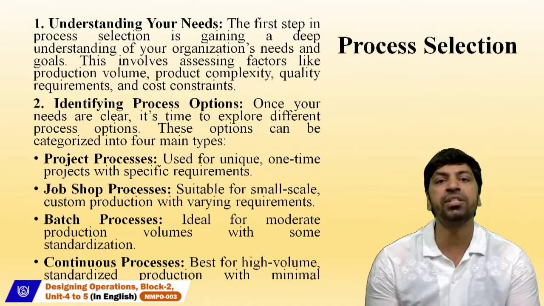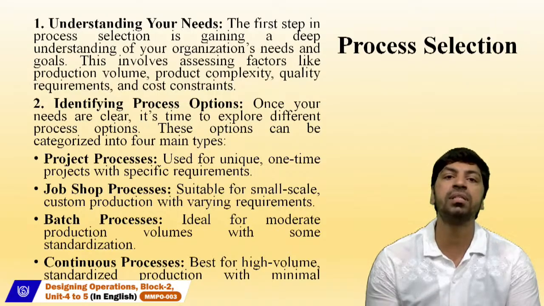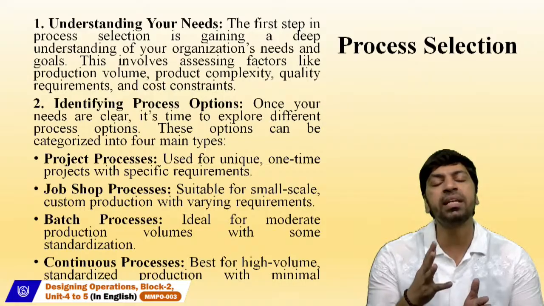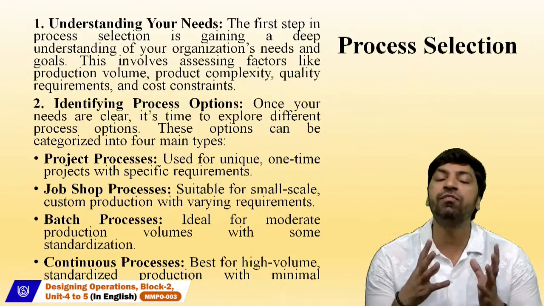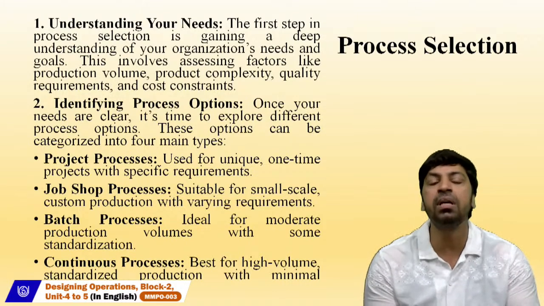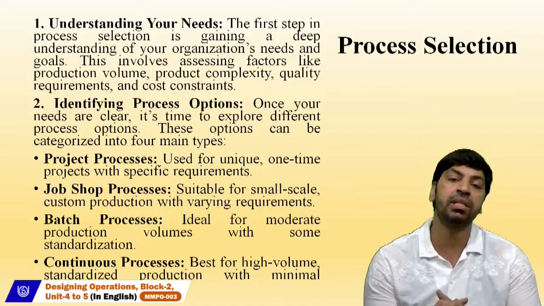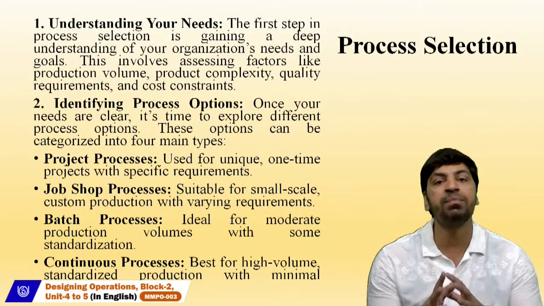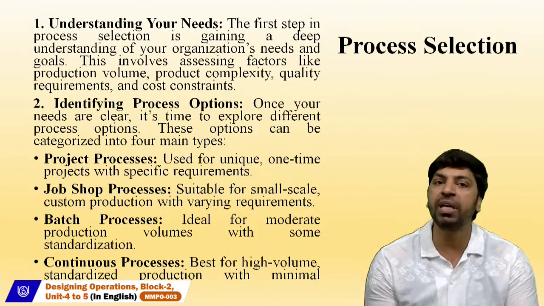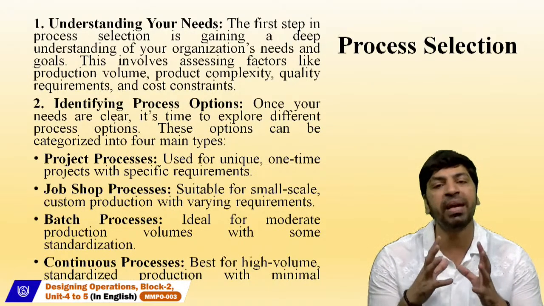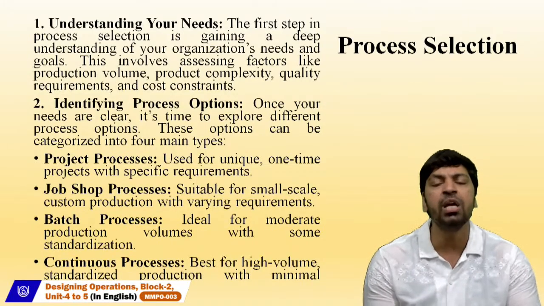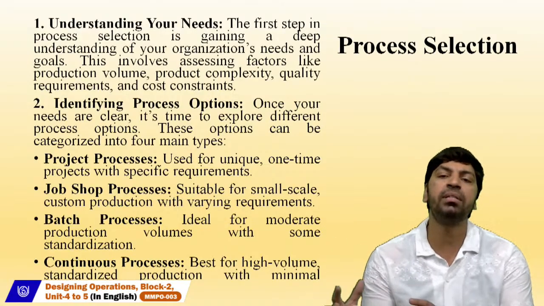The next one is to identify the process options. Once your needs are very clear, the next step is to explore different process options. There are plenty of options available, but the four main options in operations management have been given on the screen. The first one is the project process. It is mainly used for unique or one-time projects only, with some specific requirements in it.